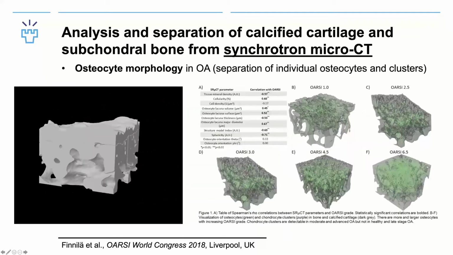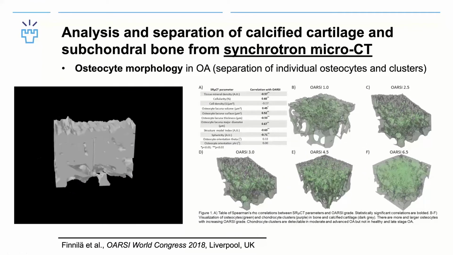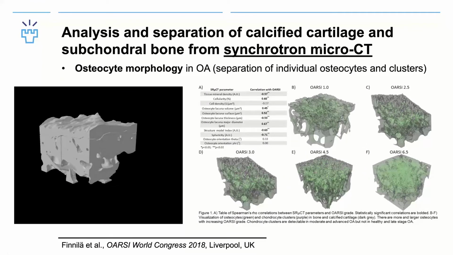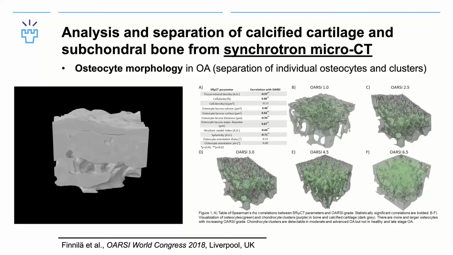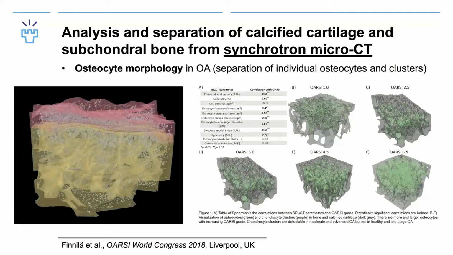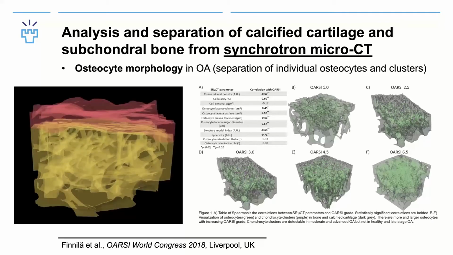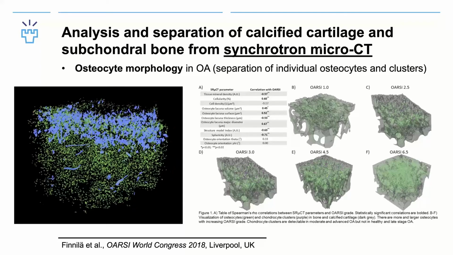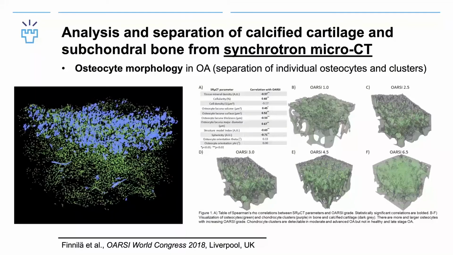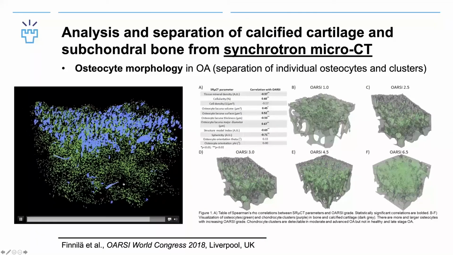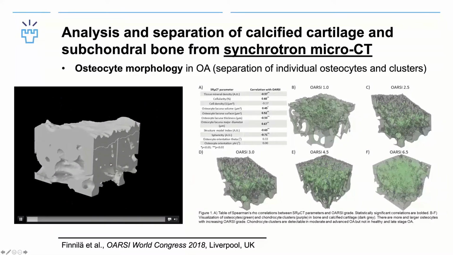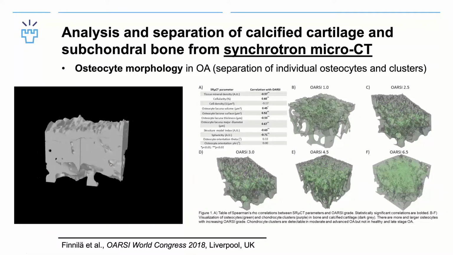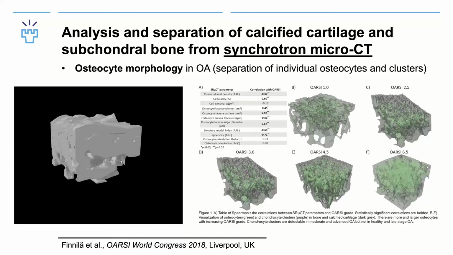But then if you go one step forward, you go to the synchrotron micro-CT, where you have really coherent X-ray radiation, and you have advanced imaging techniques. You can go even deeper, and you can analyze the osteocytes, so bone cells, and their morphology quantitatively. You can, for example, separate the individual chondrocytes and clusters of chondrocytes and look at how the clustering changes in different disease stages.